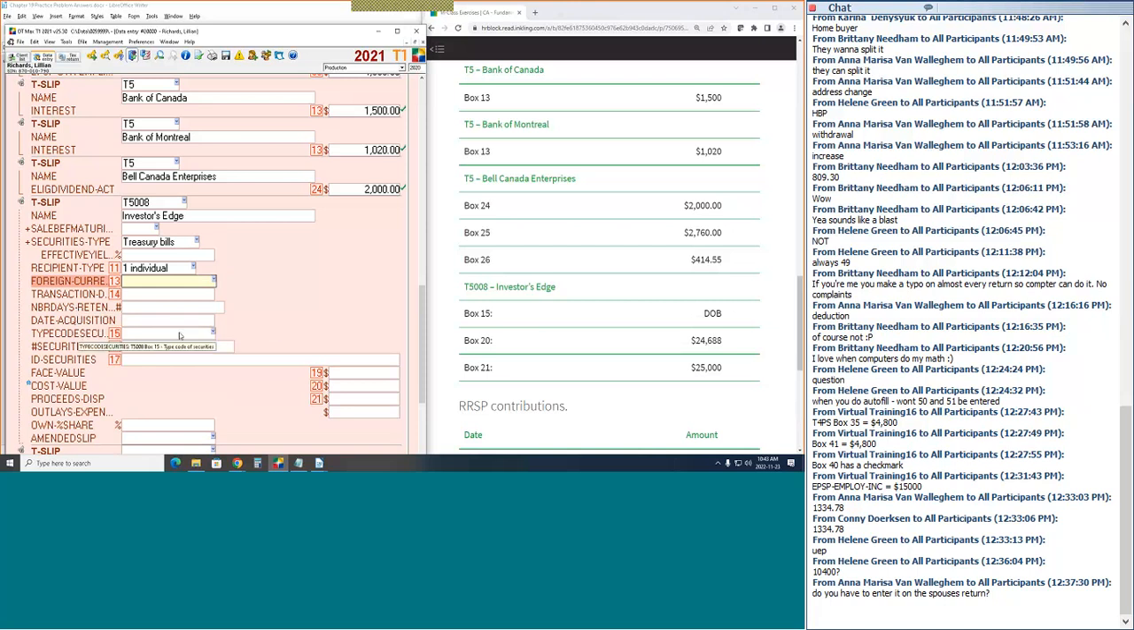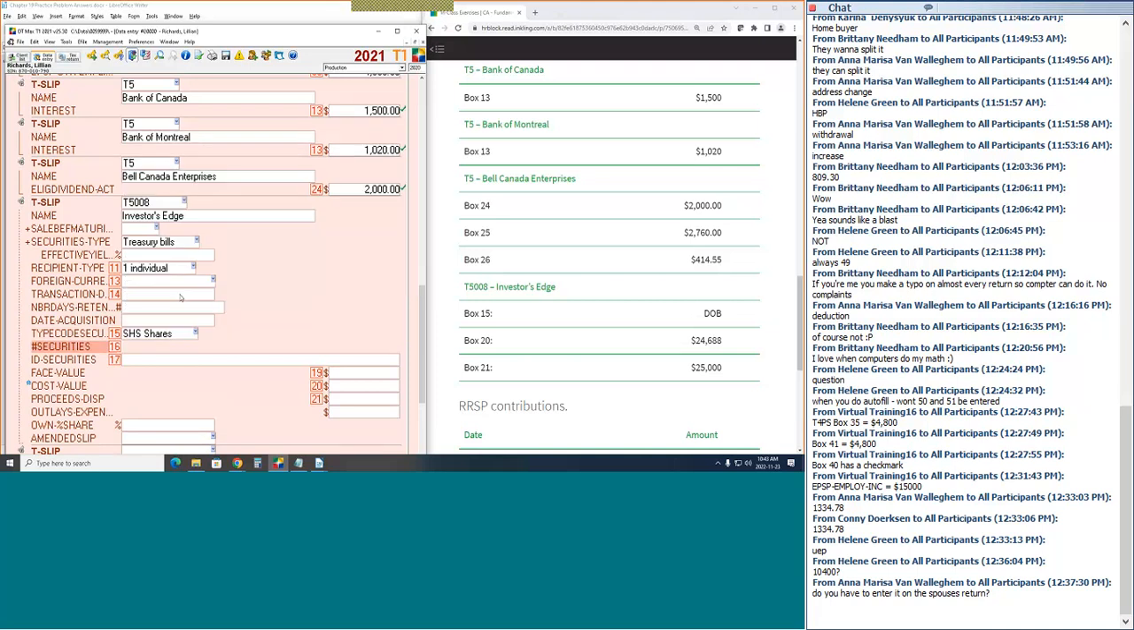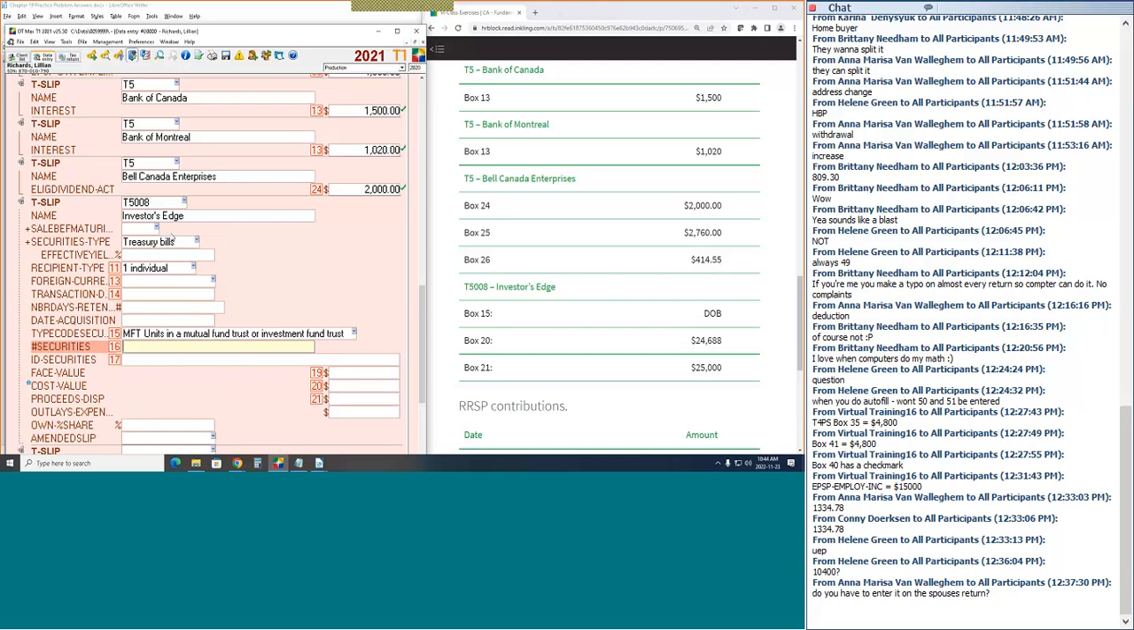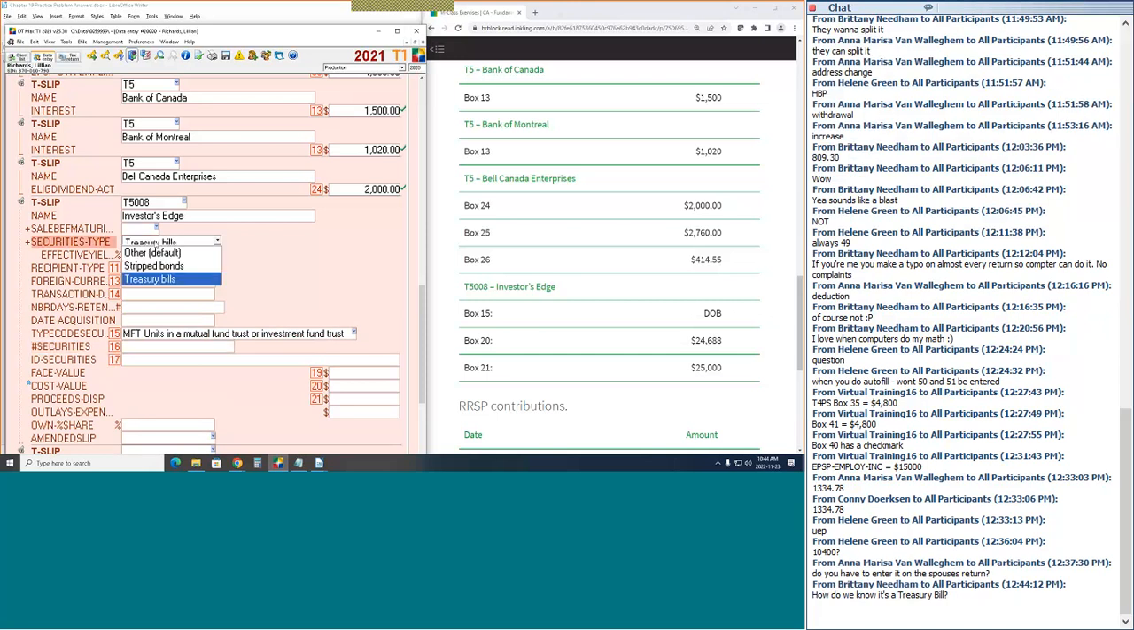We don't have a date of acquisition in this case, but we do have type of security, which is box 15, which you want to enter, which is debt obligations in bearer form. If you pick a different thing, you're going to get a different answer. So, for example, if it was shares, I'm going to have to do different data entry. If it was mutual funds, I'm going to have to do different data entry. A lot of this will automatically fill when you do autofill my return, but you will still have to make some decisions when you do that.